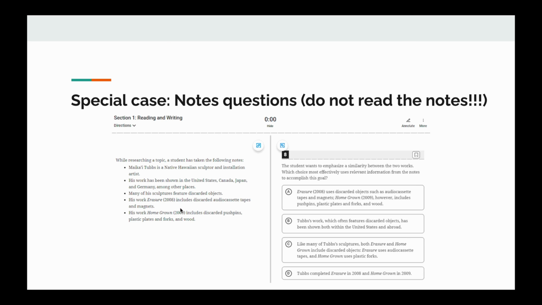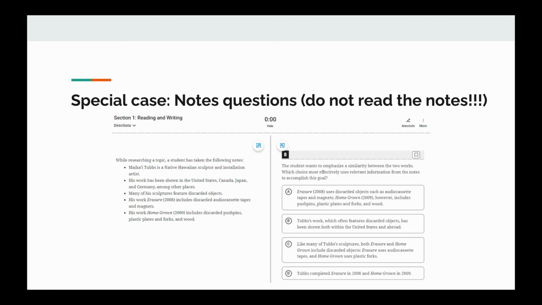Let's read A. Erasure 2008 uses discarded objects such as audio cassette tapes and magnets. Homegrown, however, includes pushpins. Okay, when you want to find a similarity, however is already a red flag because however shows contrast, it shows difference. So A is immediately incorrect. B: Tubbs' work, which often features discarded objects, has been shown both within the United States and abroad. B doesn't show us a similarity between two works, so B is erased.